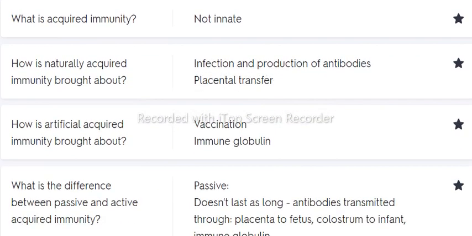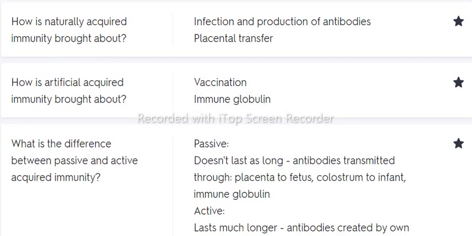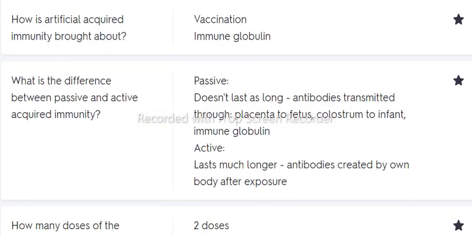What is acquired immunity? Not innate. How is naturally acquired immunity brought about? Infection and production of antibodies, placental transfer. How is artificial acquired immunity brought about? Vaccination, immune globulin.